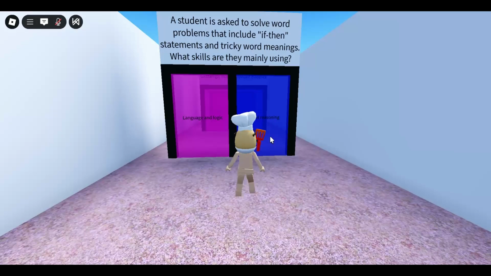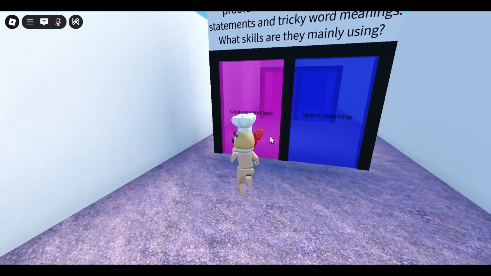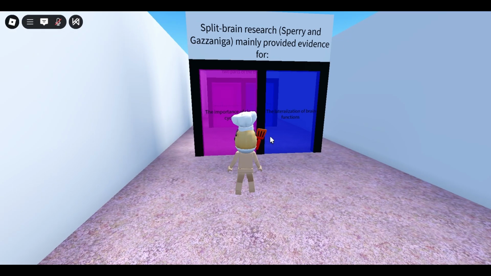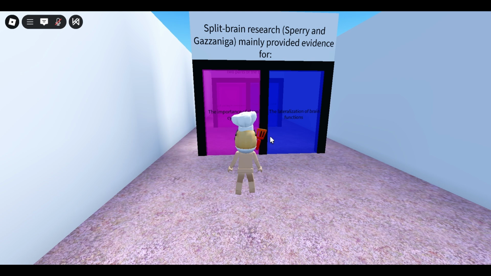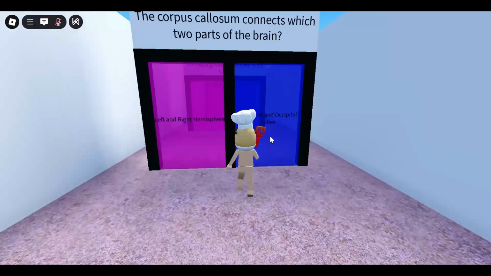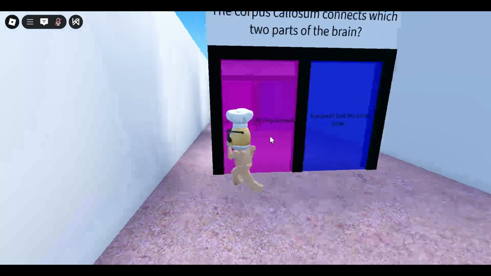Since the student is solving a word problem, then they are using language and logic. Split brain research involves the severance of the corpus callosum, which studies brain lateralization. And again, the corpus callosum connects the left and right hemispheres.